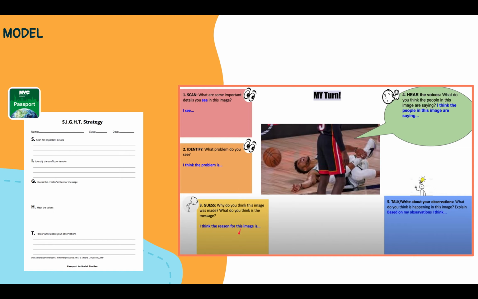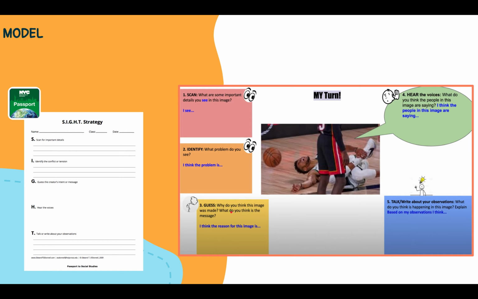When I get to the part where I have to start guessing what the purpose of this image is, and when I have to make an inference about what I think the people are saying in this image, then I start to bring in the students. That's the we do part. And I start to solicit answers, and this gets the students really engaged and participating, and it promotes their thinking.